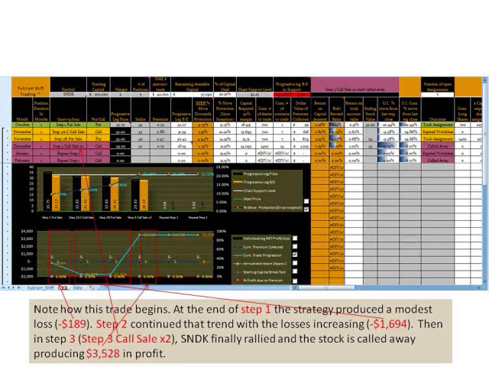Note how this trade begins. At the end of step 1, the strategy produced a modest loss of $189. In step 2, step 2 continued that trend, with the losses increasing to $1,694. Then in step 3, which is the step 3 call sale times 2, SanDisk finally rallied and the stock is called away, producing $3,528 in profit.